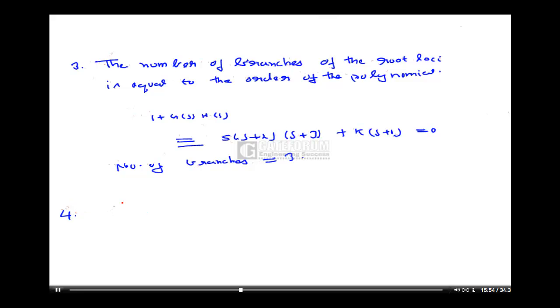Fourth property. This property is related to the symmetry of the root locus. As far as symmetry is concerned, the root locus is symmetrical about the real axis. Since the poles always exist in complex conjugate pairs, that's why this symmetrical nature exists about the real axis.